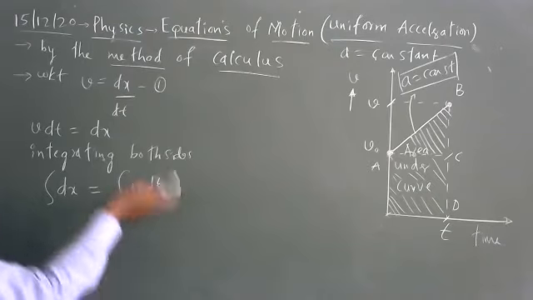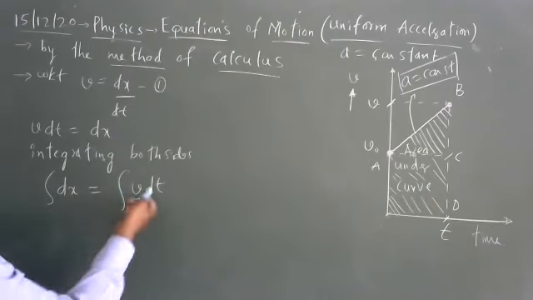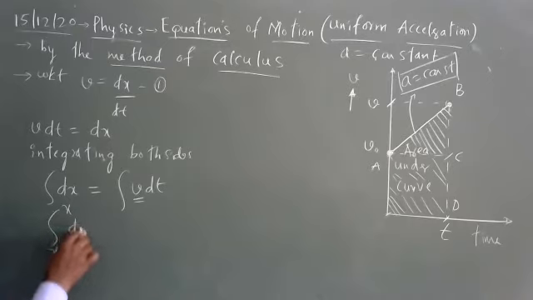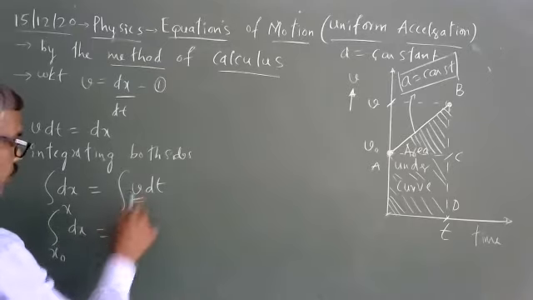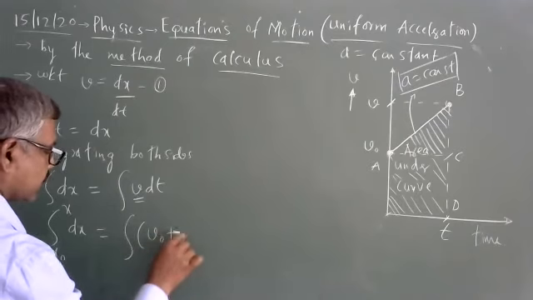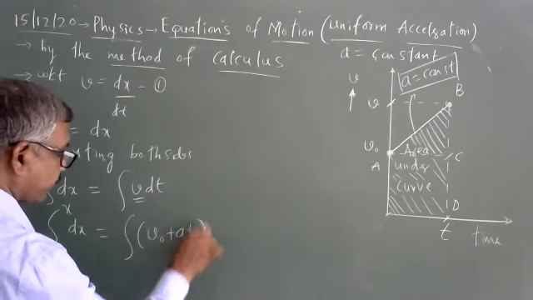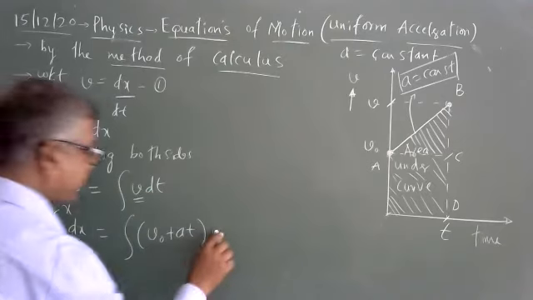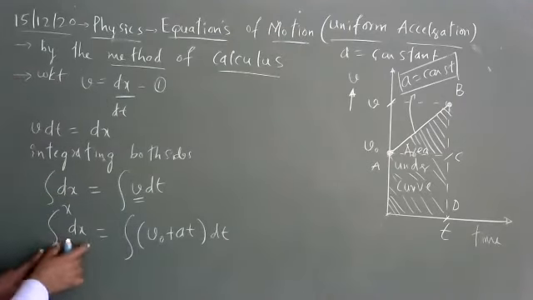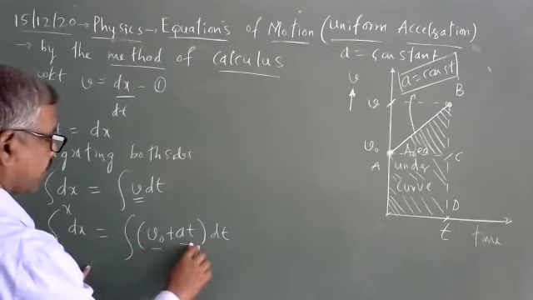This v is replaced with the equation of motion. What is the equation of motion? Final velocity plus at. So the lower limit and upper limit are here. Initial position, final position dx, which is equal to this relation. This v is replaced with, sorry, initial velocity plus at. Then you have a dt. This is a relation.